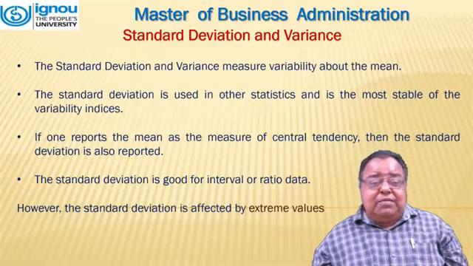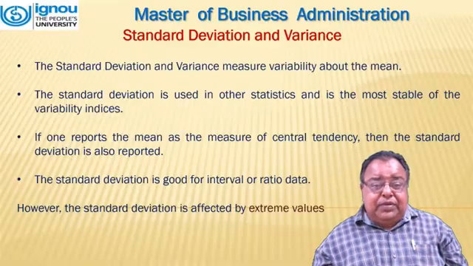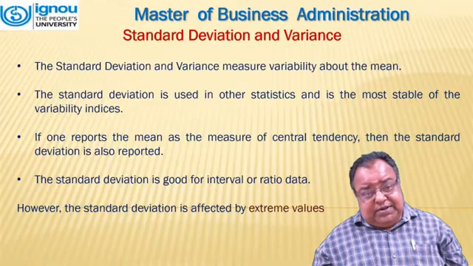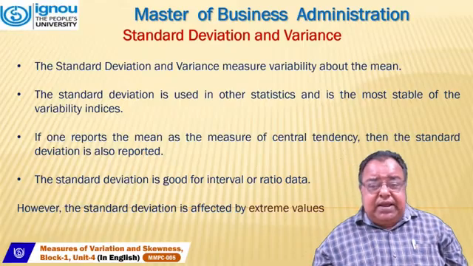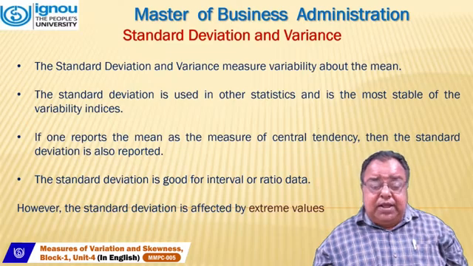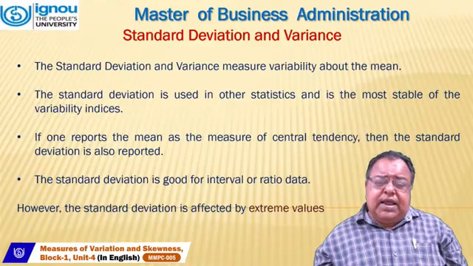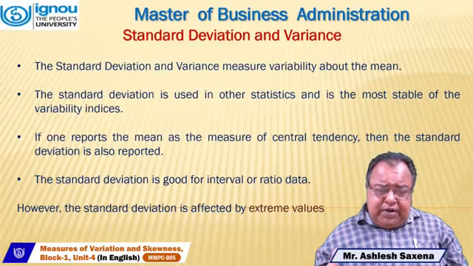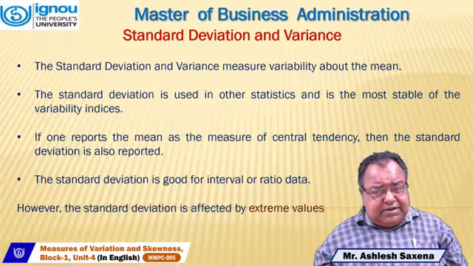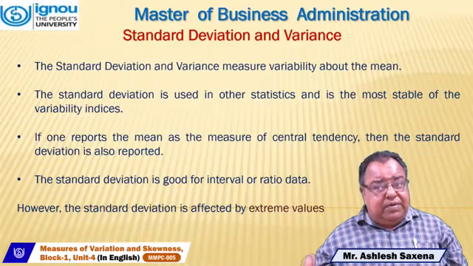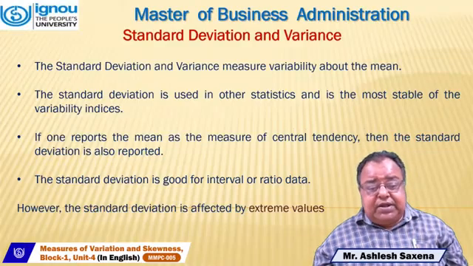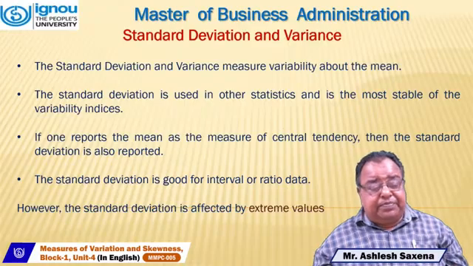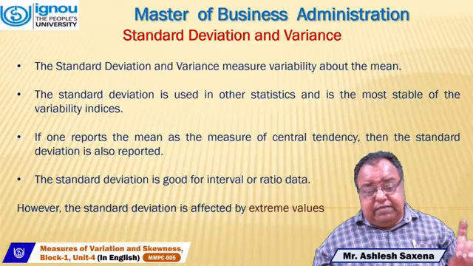Now, this one is the most important part, that is standard deviation and variance. Standard deviation and variance measure variability about the mean. Standard deviation is used in other statistics and it is the most stable of the variability indices. If one reports the mean as the measure of central tendency, then standard deviation is also reported. Standard deviation is good for interval or ratio data. However, the standard deviation is affected by extreme values.